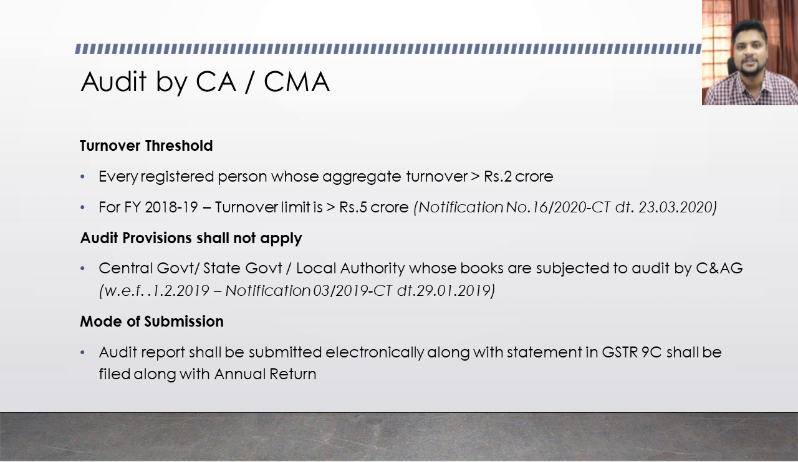Section 35 subsection 5 provides for this. What is the threshold limit? Threshold limit is provided in GST rules. Threshold limit is 2 crores. If the turnover of a registered person exceeds rupees 2 crores, then he has to get his books of accounts audited by a CA or CMA.